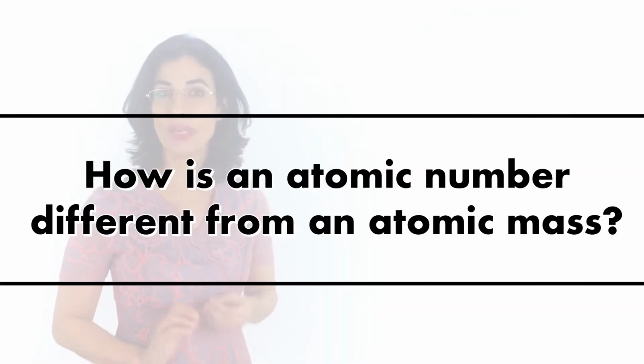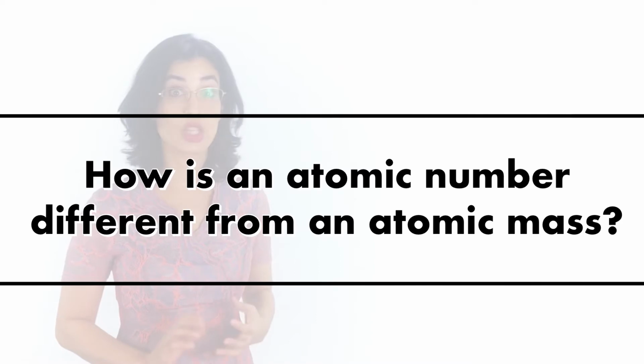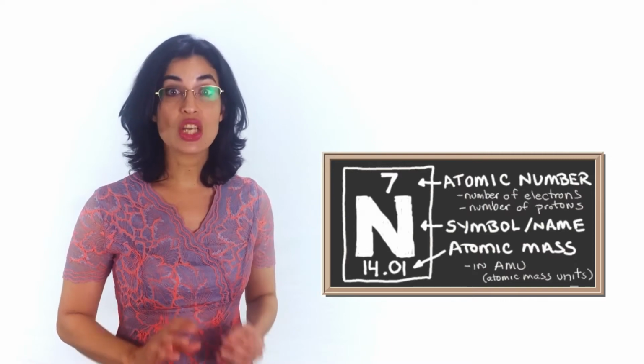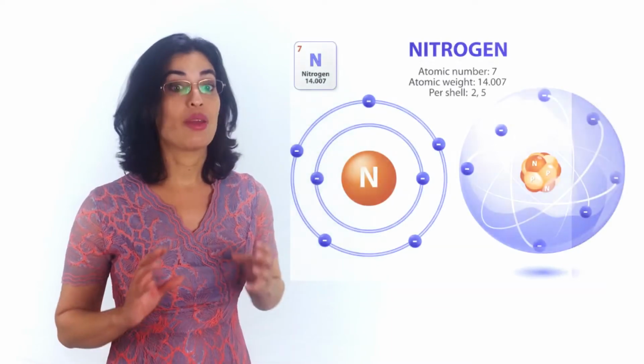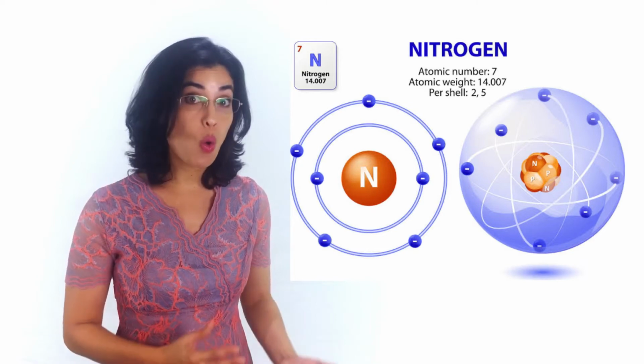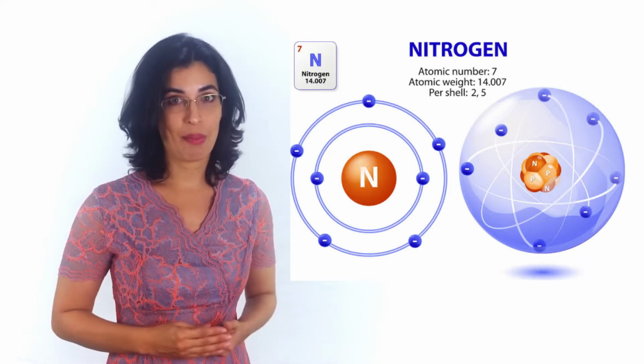How is an atomic number different from an atomic mass? The atomic number is the number of protons in each atom of the element, while the atomic mass is the weighted average mass of all the isotopes of that element.